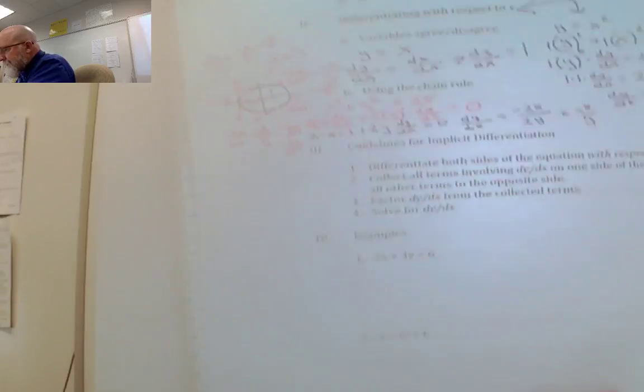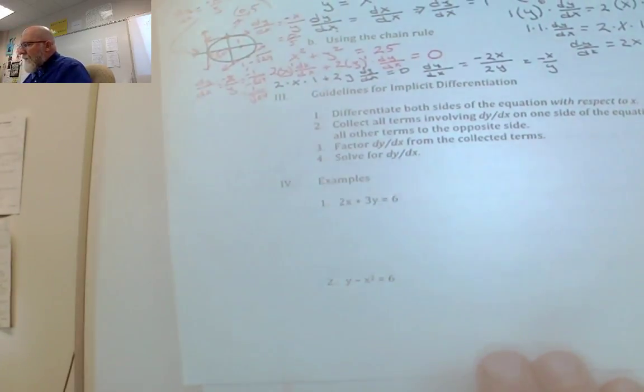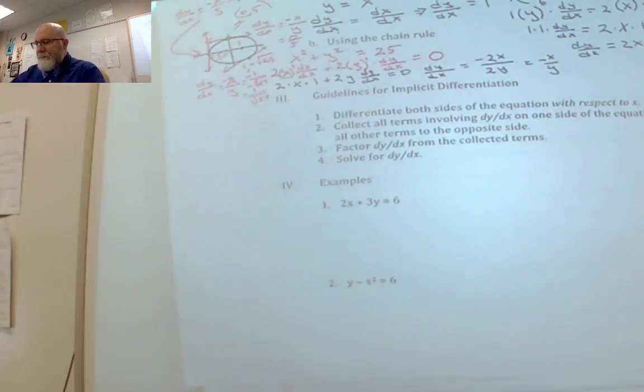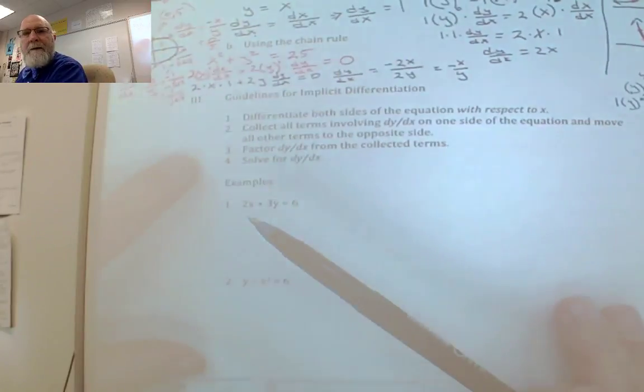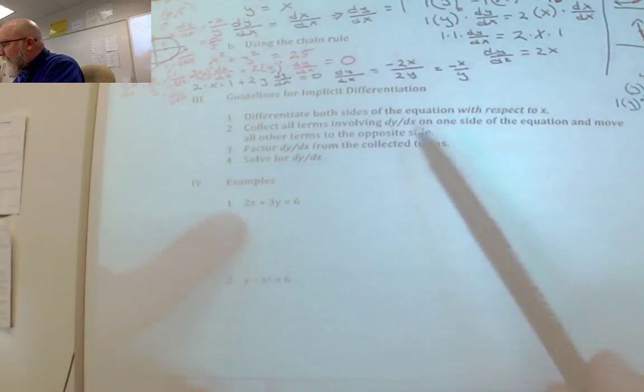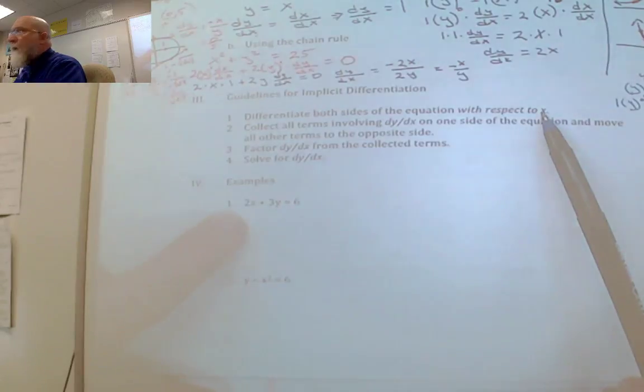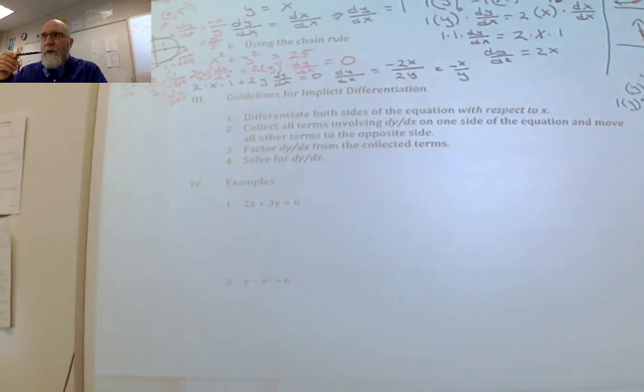Now, I give you some guidelines for when you do implicit differentiation. You want to differentiate both sides of the equation with respect to x. What does that mean? dx will be on the bottom. Collect all terms involving dy/dx on one side of the equation and remove all the other terms to the opposite side. If you need to, factor out dy/dx from the collected terms, and solve for dy/dx.